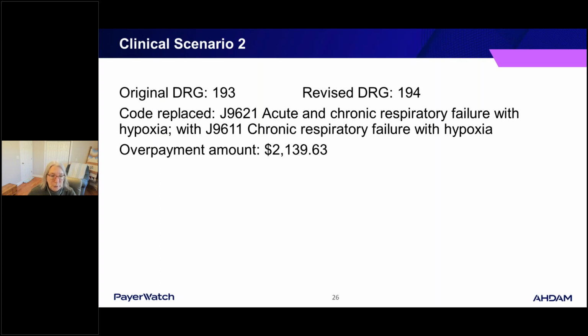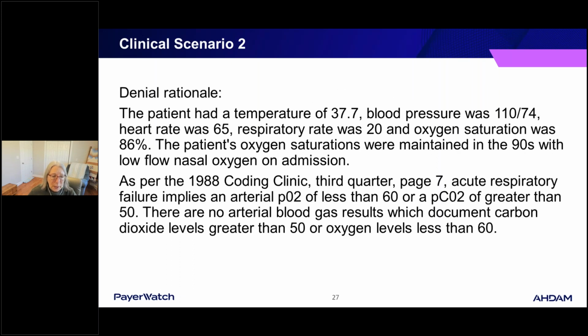So original DRG was 193. It was revised to 194 by the payer. They replaced acute and chronic respiratory failure with hypoxia with just chronic respiratory failure with hypoxia, and this one was a little over $2,000 for the overpayment. So the payer said the patient's oxygen saturation was 86%. Doesn't say on room air, but it was on room air, but they don't say that in their rationale. They go on to say that the patient's oxygen saturations were maintained in the 90s with low flow nasal oxygen on admission. That's wrong, and we're going to point that out to them.